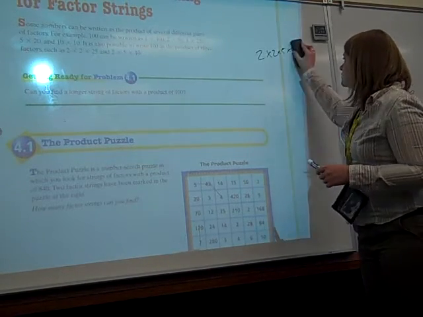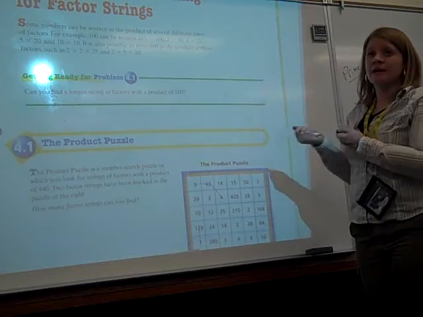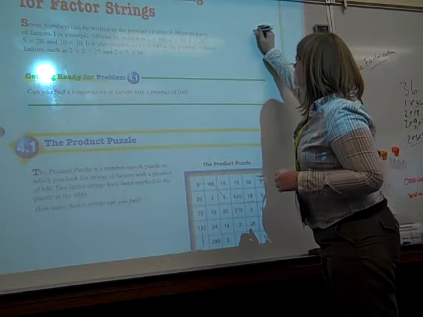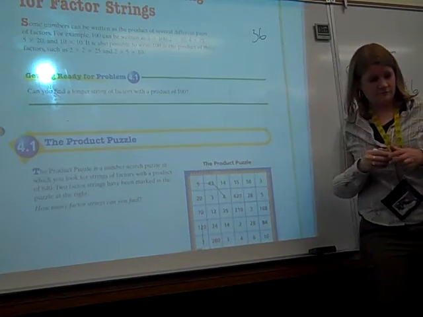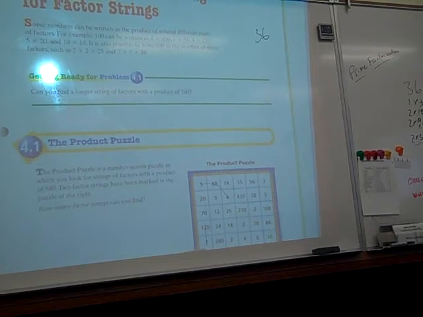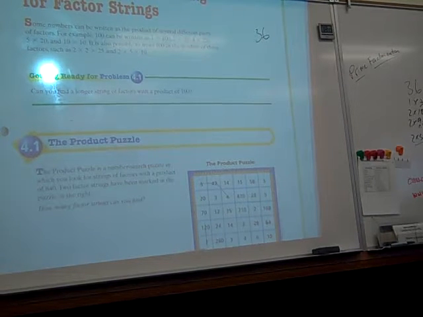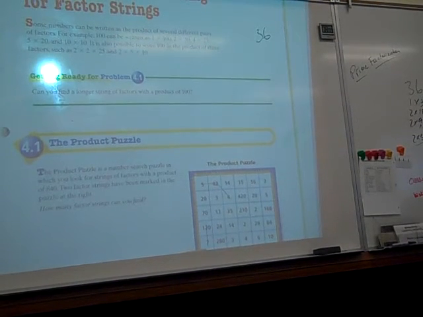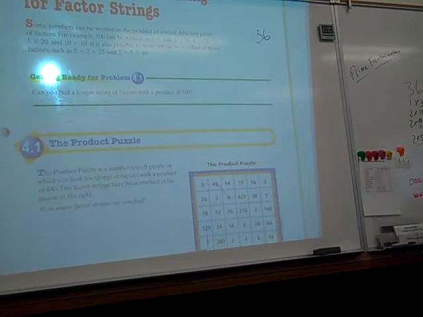So, I want you to give this a try. I'm going to give you a number, and I want you to try and find the longest string that is possible for this number. Let's do 36. By the way, in factor strings, we do not use the number 1.